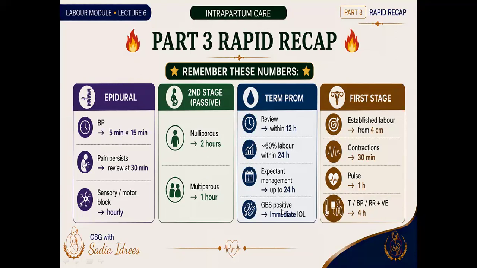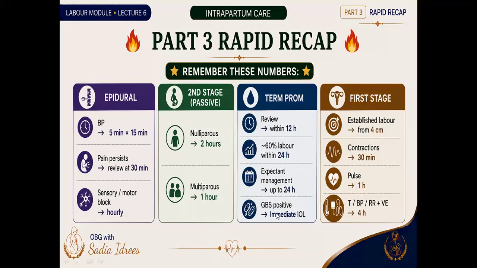24 hours? No. Offer immediate induction of labor. Respiratory rate 4 hourly and vaginal examination offered 4 hourly. These are the numbers I want you to take away from our part 3 of intrapartum care.